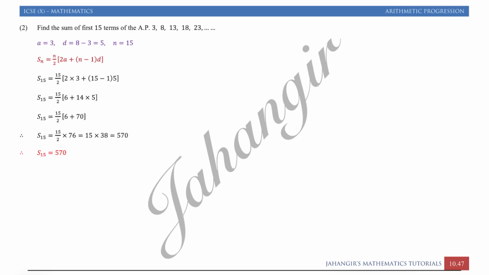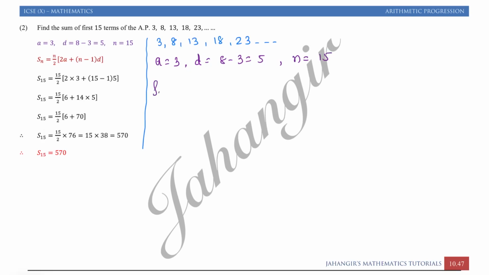Main question number two. Find the sum of the first 15 terms of an AP. It's a very simple question. We are just going to find the sum of the first 15 terms. So the sequence is 3, 8, 13, 18, 23, and so on. Here my first term a is equal to 3, d is equal to 8 minus 3, which is 5, and n is equal to 15.